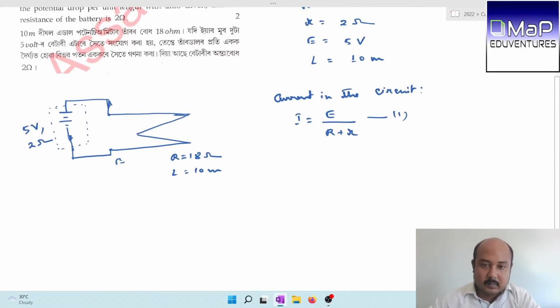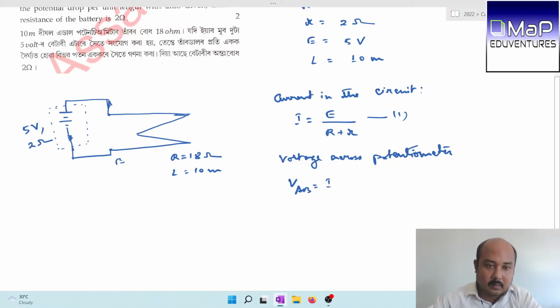Next, we calculate the potential drop across the potentiometer, so the voltage across the potentiometer, V subscript AB, is V is equal to IR, where I is the current flowing. We have the expression for the current, so I times R.